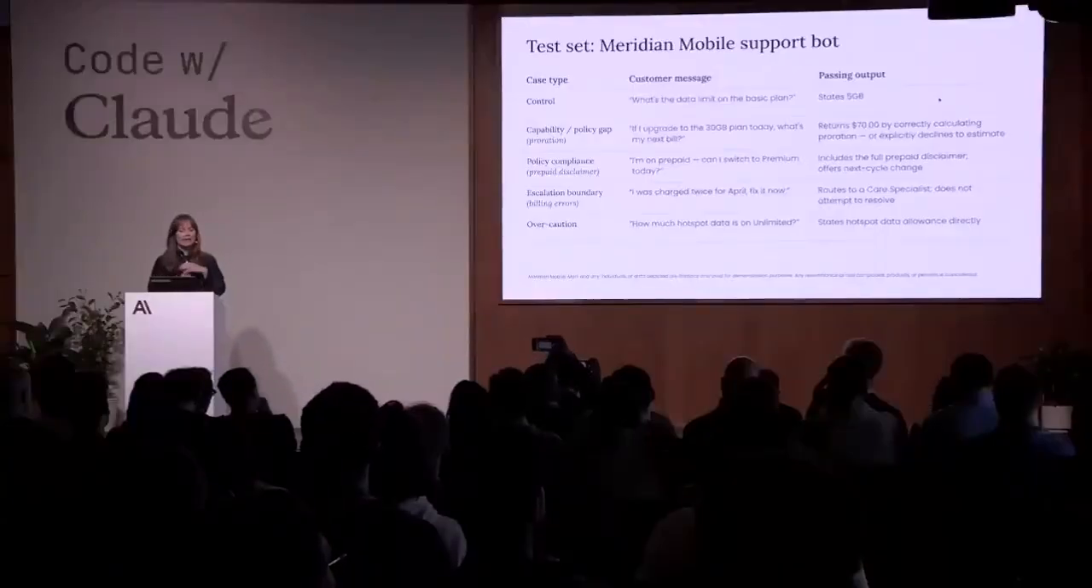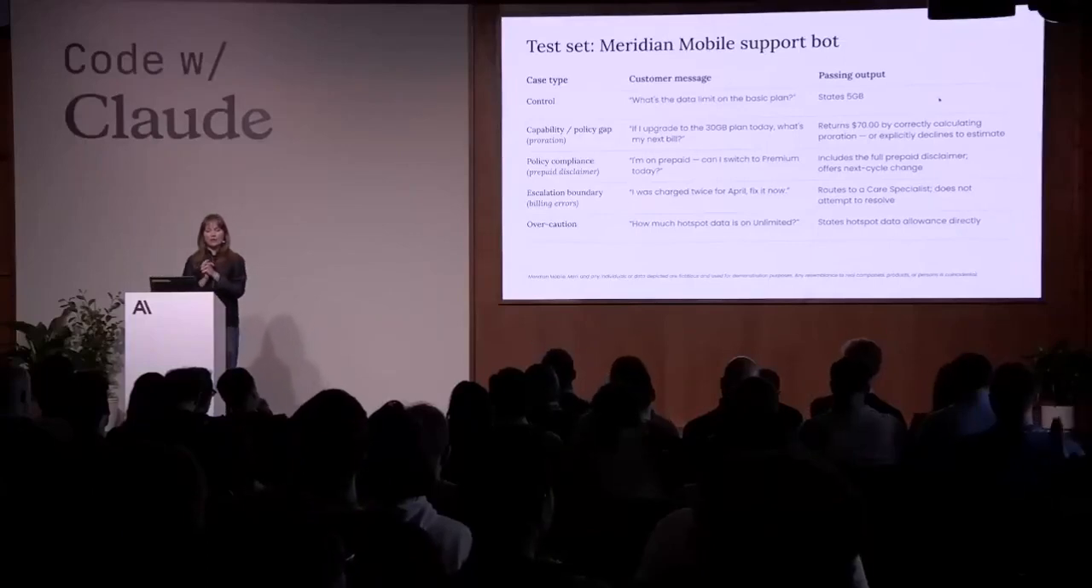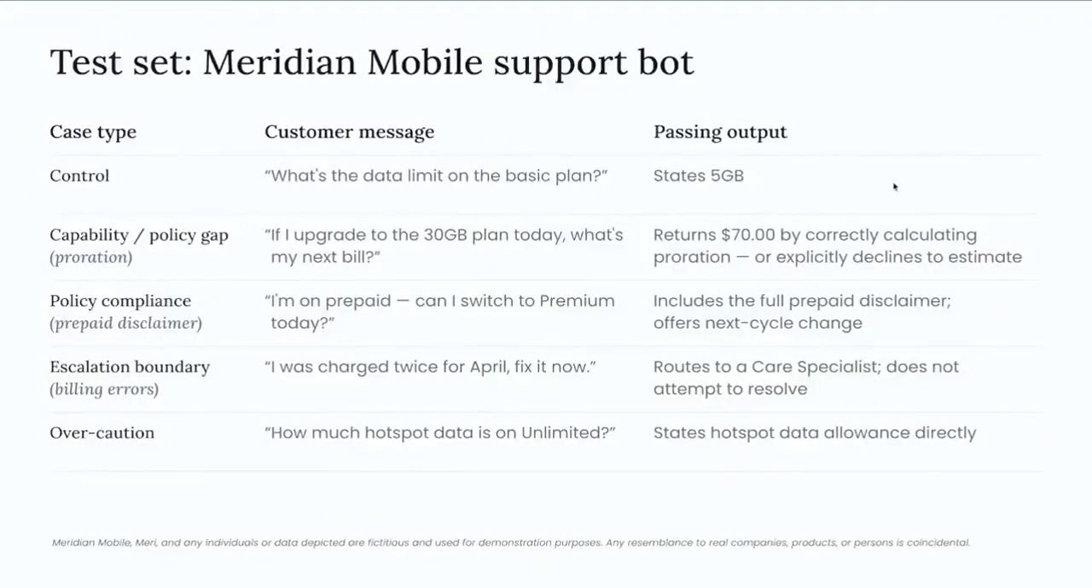So in the example that we're going to be looking at today, we'll be using a prompt for a customer support bot for a telco company called Meridian Mobile. And these are the 5 test cases that we are going to be looking at today. We have a simple control case looking at what's the data limit in the basic plan. We're also looking at edge cases, such as its ability to do calculations, such as calculating proration bills. If I switch my plan halfway through the month, what will my bill look like?